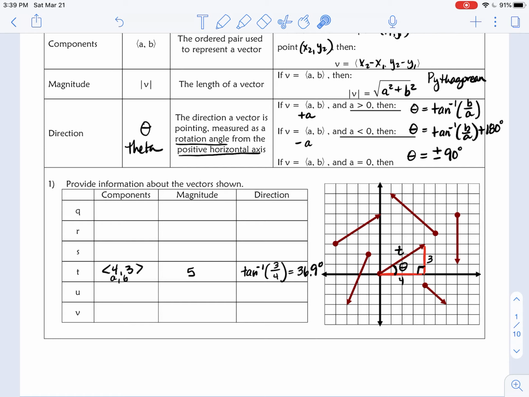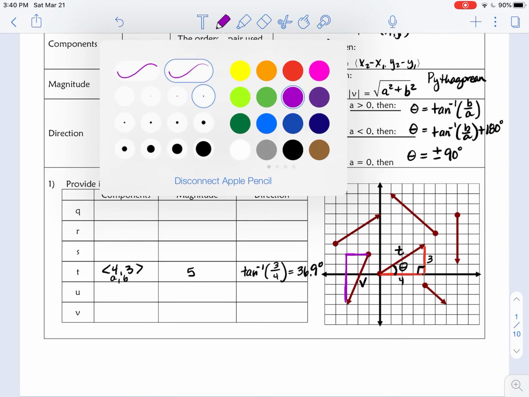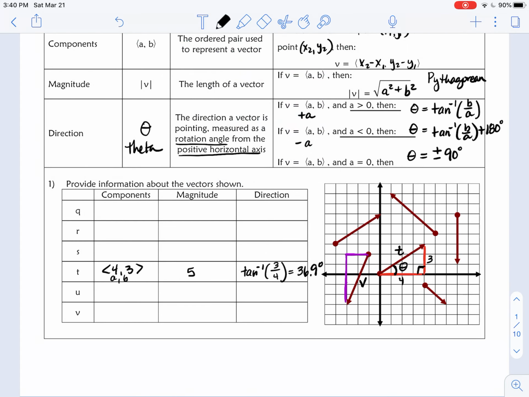So how about vector V? This guy over here is vector V. So we're going to start from the tail. This time I'm going to the left 2 units because you're always looking at the horizontal component first, and then we're going to go down 1, 2, 3, 4, 5 units. Okay, so this one I'm going to have to do some math. I know I'm going to the left 2, and I'm going to go down 5.